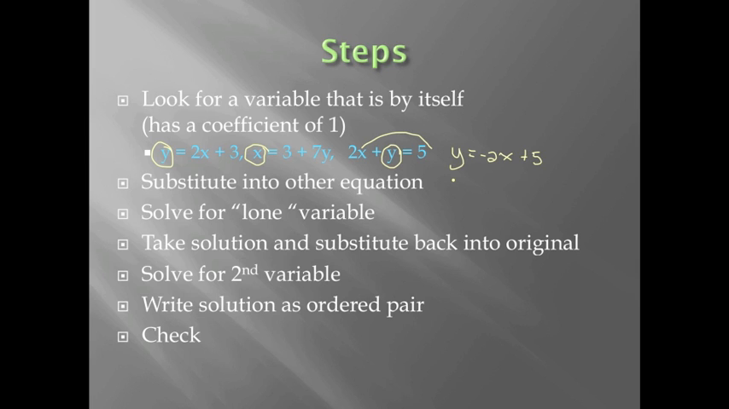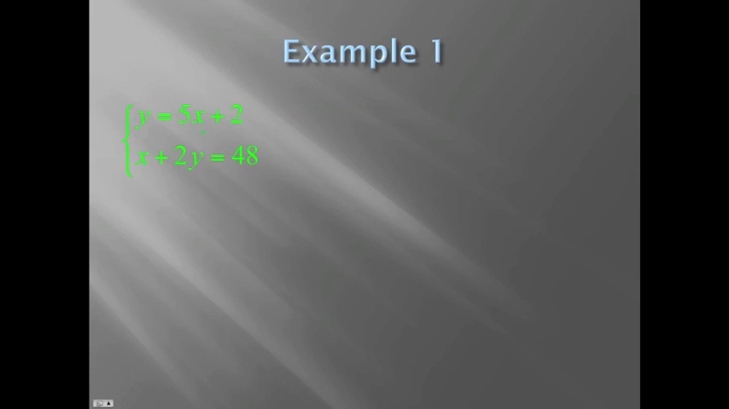So we'll start with example 1, where we have y equals 5x plus 2 and x plus 2y equals 48. So our first step is to look for that variable that's all by itself, and here we have the y. Now we see here that the y is equal to 5x plus 2. These two things are equivalent, so what that means is we can replace them. They're interchangeable. So we're going to look down to this one. Here we have the y. We're going to take that and plug it in there. Now watch what happens when we do that. We get x plus 2 times (5x plus 2) equals 48.